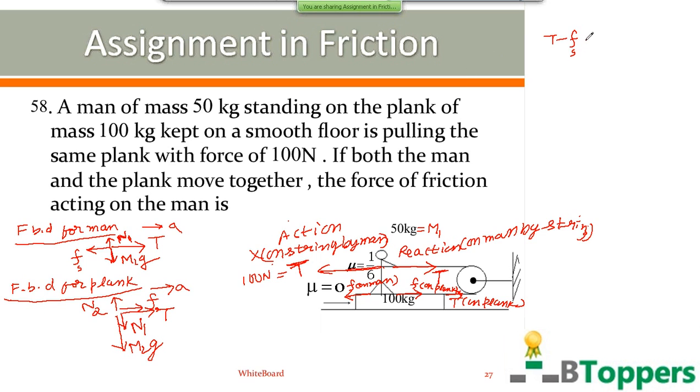That is equal to, from Newton's second law, the product of the mass of the man and the magnitude of his acceleration. The resultant force on the plank towards the right is equal to Fs plus T. From Newton's second law, that can be written as M2A. So adding these two equations, you get 2T equal to M1 plus M2 into A. So the magnitude of the common acceleration is equal to 2T by M1 plus M2.